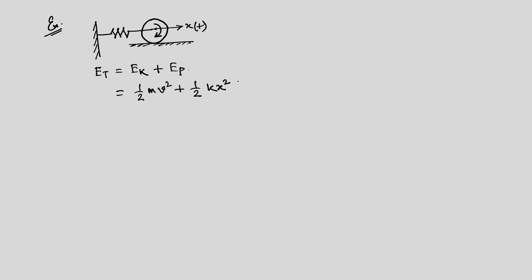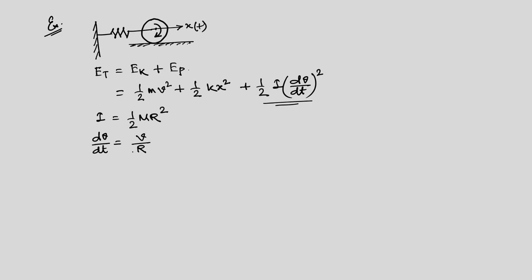That is what we had earlier, but in this case again we have one extra condition that this wheel also moves along its center. So, we have half, then I is the moment of inertia, and then d theta dt is the angular velocity, square of that is basically the rotational kinetic energy. Now, obviously, I in this case is half m r square, r is the radius of the wheel, and then d theta dt is equal to, we can write down v by r, right.